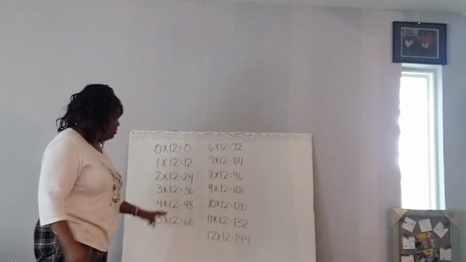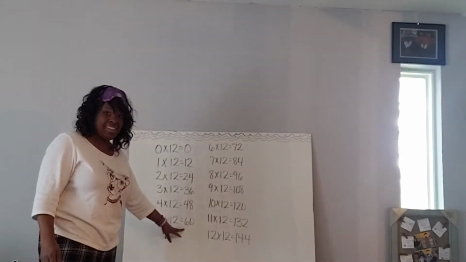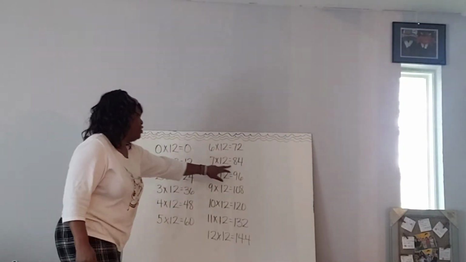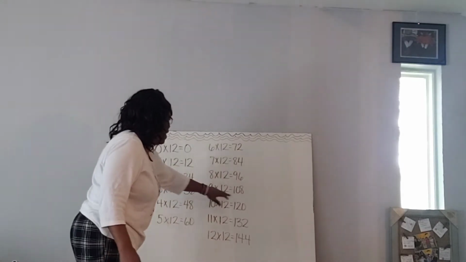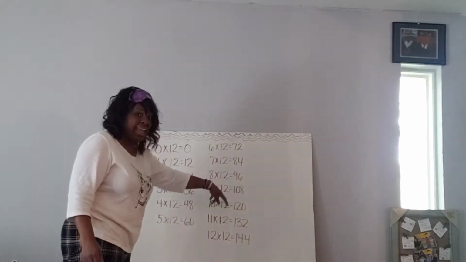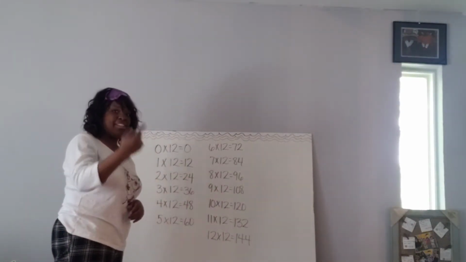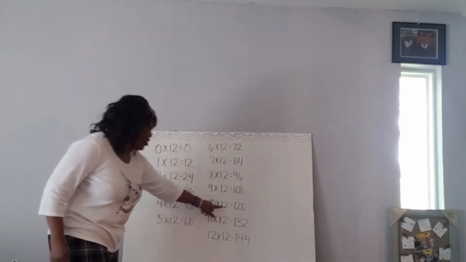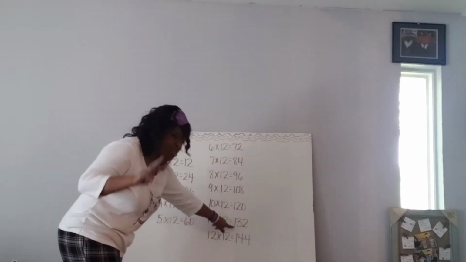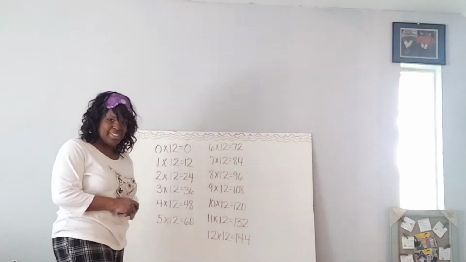Then when we come down to the 5, it jumps to the next number. 5 jumps up to 6, and 6 jumps up to 7, and 7 jumps up to 8, and 8 jumps up to 9, and 9 jumps up to 10. But it's still 0, 2, 4, 6, 8. Then when we get to 10, they jump up by 2. 10 jumps up to 12, 11 jumps up to 13, jumps up twice. 12 jumps up to 14, jumps up twice as well.